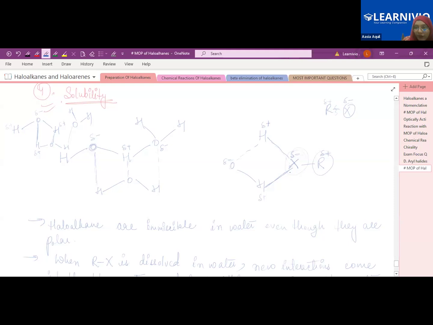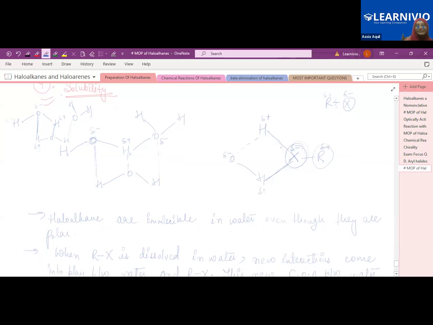So what happens over here? It has another option, because it can make a bond with the positive one, the one which has a positive charge, right? So this hydrogen has a positive charge, so it will make a bond with this. Now this bond is not hydrogen bonding. This is a new interaction. You can call it a new force of interaction. So when haloalkanes came, there is a new force of attraction between the hydrogen and the halogen of the haloalkane.